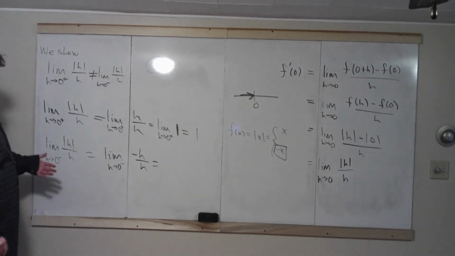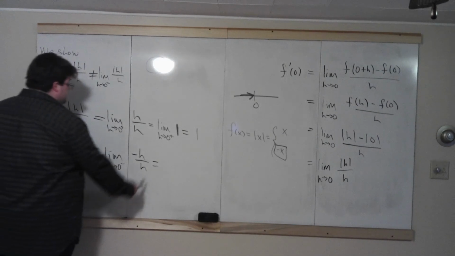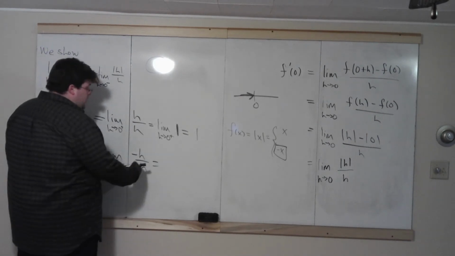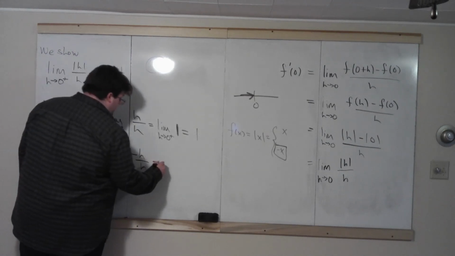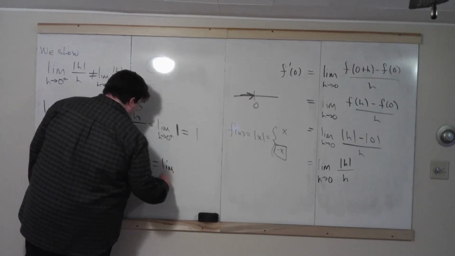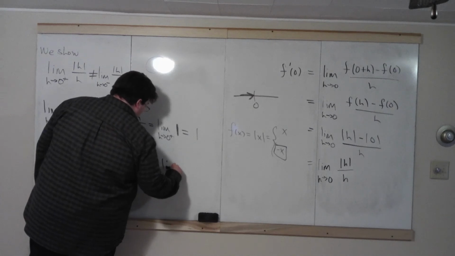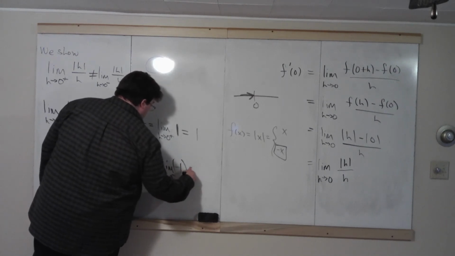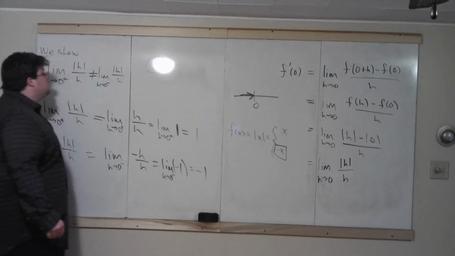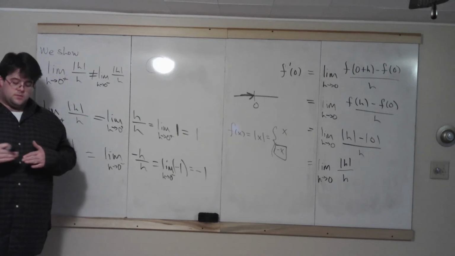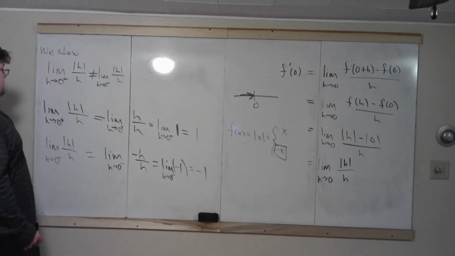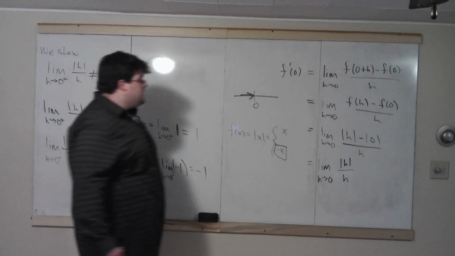This limit, we still can't do a substitution h equals 0, because we'll get a 0 over 0, but that fraction reduces to negative 1. Negative 1, which equals negative 1. So the limit on the right is positive 1, the limit on the left is negative 1. Therefore, this limit doesn't exist.